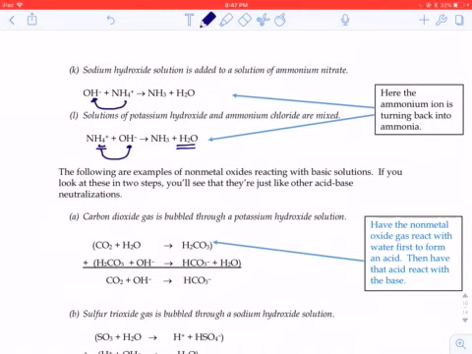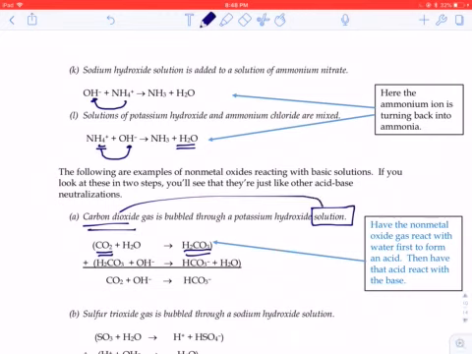Well, if you think about it like a two-step process, the first thing that's going to happen, if you take carbon dioxide gas and bubble it through a potassium hydroxide solution, solution implies that it's been dissolved in water, right? So your carbon dioxide gas is in the presence of water. So we have a nonmetal oxide near water. It's going to make an acid, a common acid. That's step one.